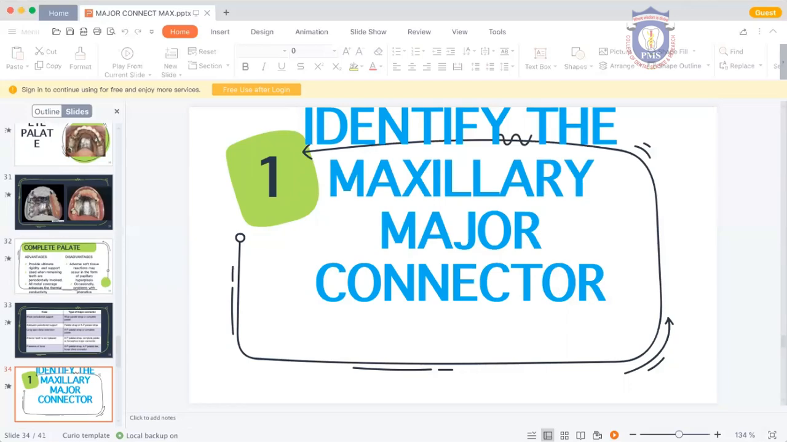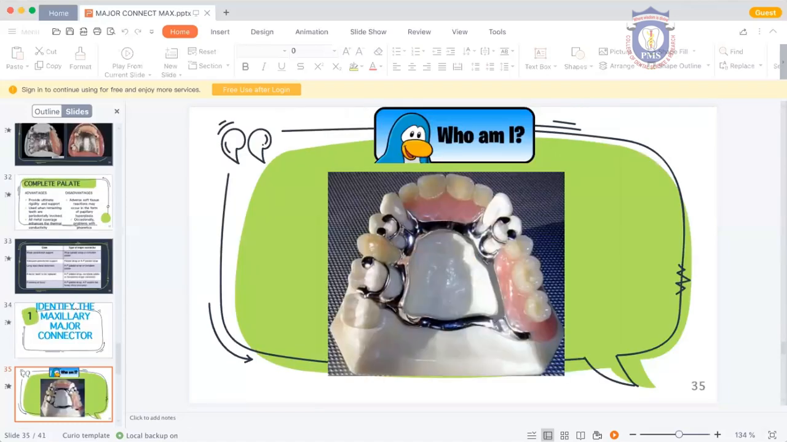Okay, now we want to do an exercise: identify the type of major connector. So what is the type of major connector used here?